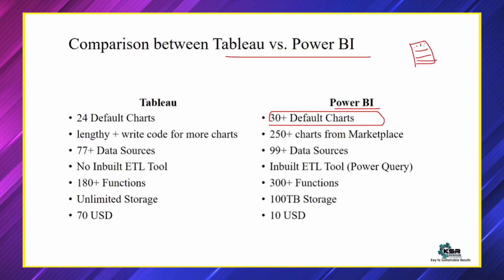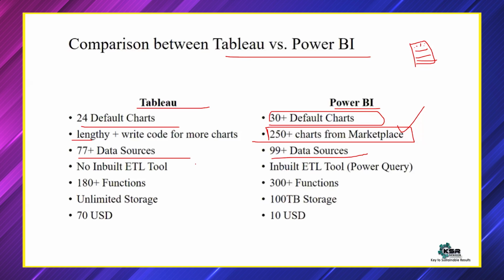Now the question comes, apart from these 30 charts, there are around 300 charts available from the Marketplace. You can download external charts as well. Whereas in case of Tableau, there are only 24 default charts, and if you want to get some more charts, you have to write code. You have to write some specific script to get this information in Tableau. You can connect around 100 plus data sources. Tableau, you can connect around 77 data sources.